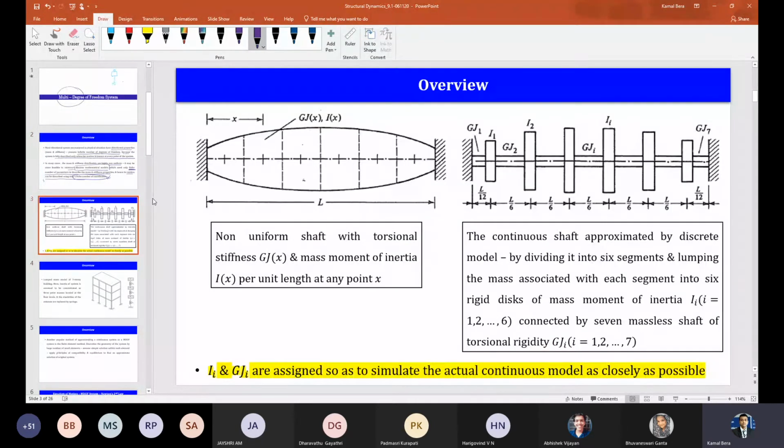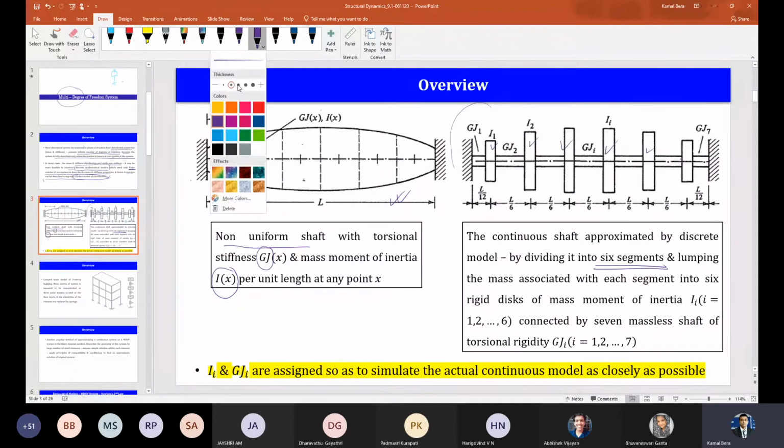So let's say this is a torsional shaft, a non-uniform shaft. You see the cross section is changing, and it has distributed properties. The mass moment of inertia I and the GJ are varying with x along the length of the shaft. So this is a continuous system. Instead of solving this, I am going to discretize it. The continuous shaft is approximated by a discrete model by dividing it into 6 segments. Just for example, we have divided it into 6 segments: 1, 2, 3, 4, 5, 6.